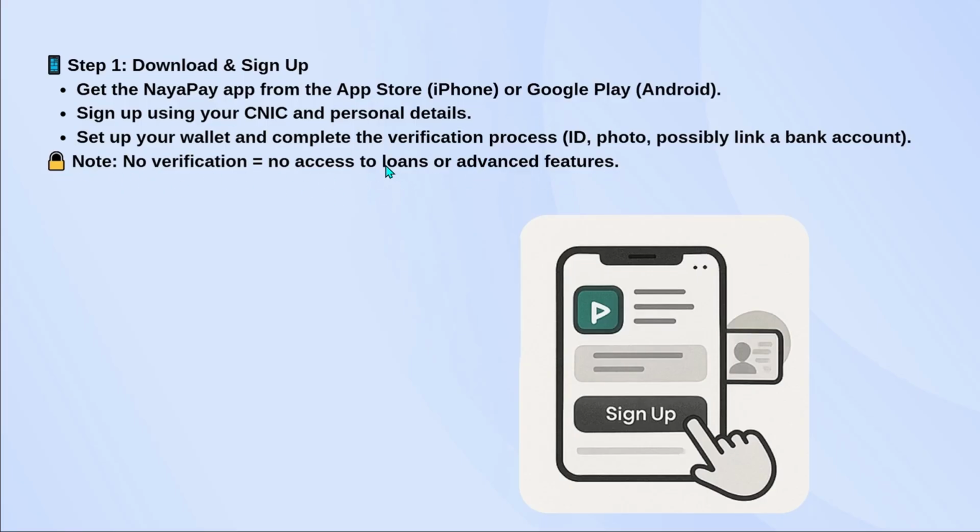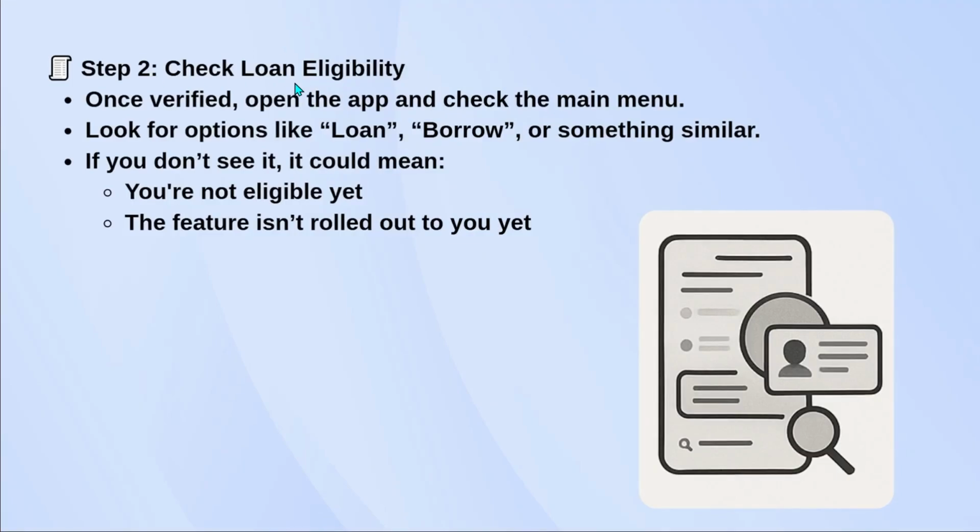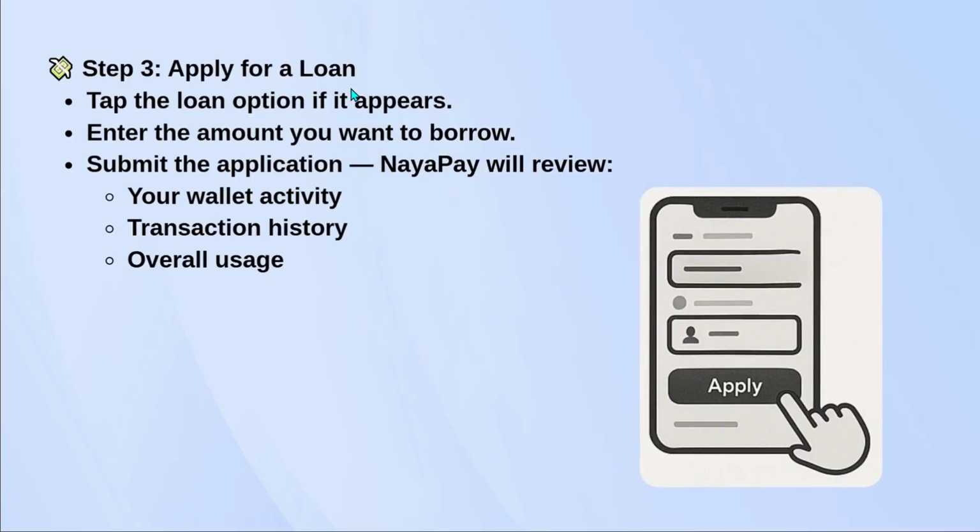After you're verified, open the app and check the main menu to see if you're eligible for a loan. Look for something like loan or borrow. If you don't see anything, it could just mean you're not eligible yet or the feature hasn't been rolled out to your account. If the option is there, tap on it and go ahead with your loan application.